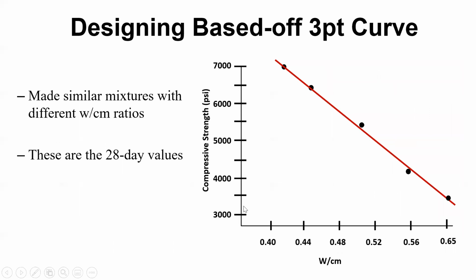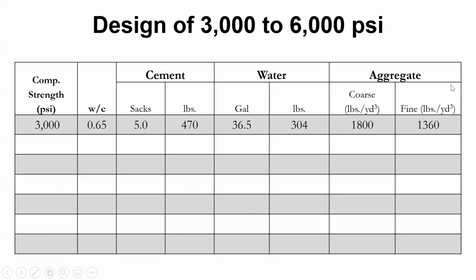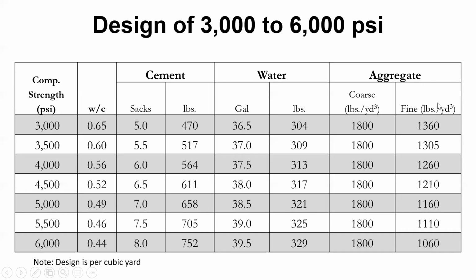So 3-point curves can be extremely important, can really help you out when you're trying to design mixes. That's kind of when you order 3,000 PSI concrete compared to 3,500, and you're like, well, what's the difference? The difference is usually they're going to add a little bit more cement. They're going to take out a little bit of water to get their strengths.